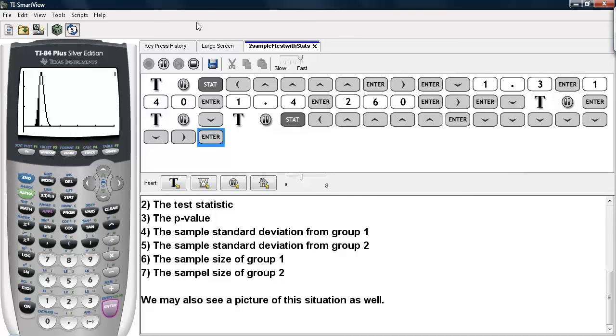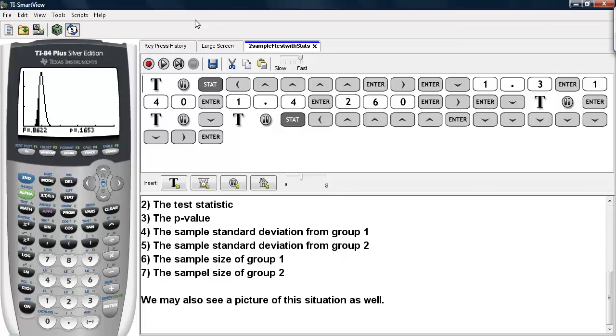And because we ran a left-sided test, we have the left-sided region shaded here. The test statistic is given here, the p-value is given here, and the shaded region under this curve represents the p-value. We shade to the left of the test statistic, which is given here.